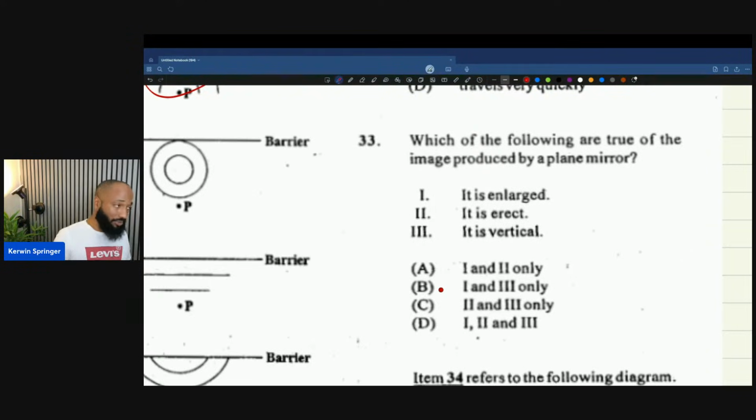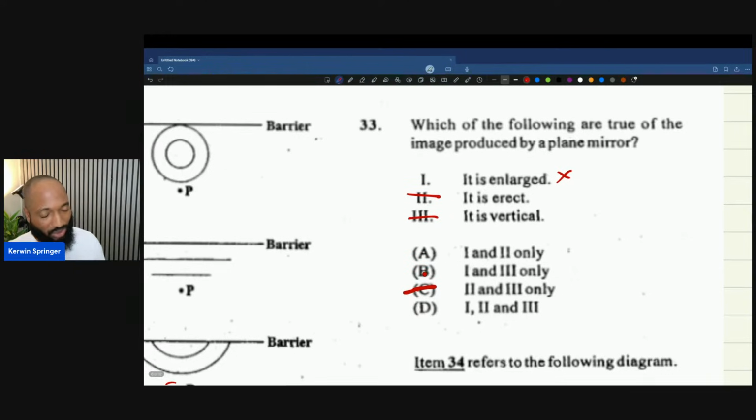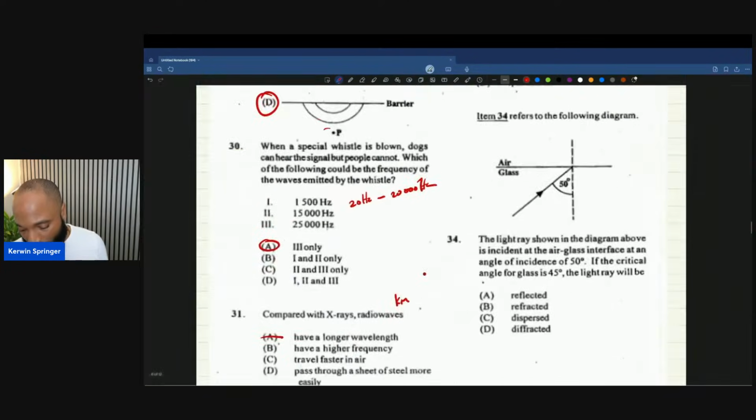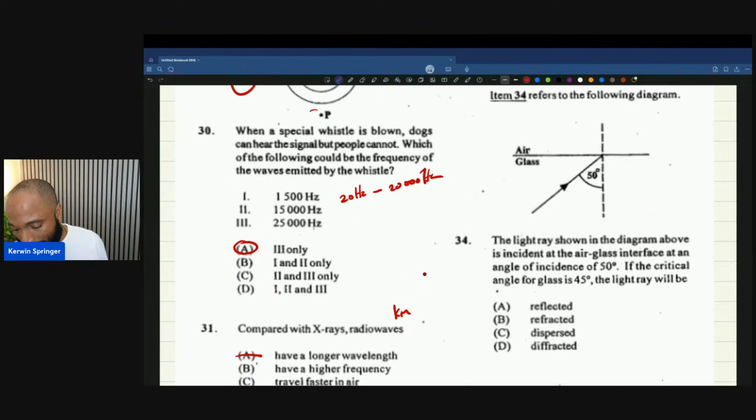The image is not enlarged. If it's a plane mirror and you're seeing yourself looking bigger, that will be kind of spooky. It is erect. It is vertical. That's a weird thing to say about vertical. They usually use another word, laterally inverted, and you go with that now. Right? But it's not enlarged. So this question has changed. Wait, why I circle that? But it's 2 and 3. So yeah, they normally change up this question a little bit too. They use laterally inverted.